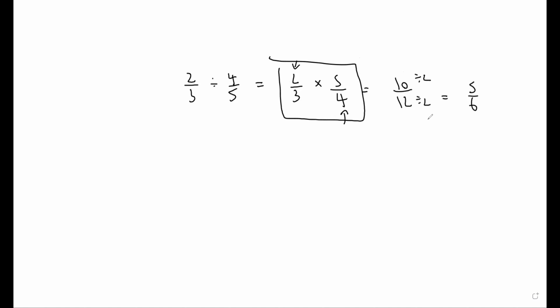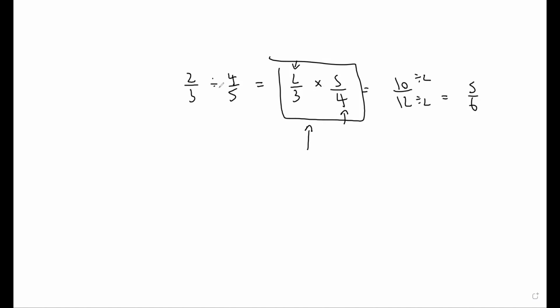You could use cancellation, but if you're going to use cancellation, make sure you only use it during the multiplication part and not during the division part. Otherwise, you're going to be doing a weird reverse cancellation and you'll get the wrong answer.